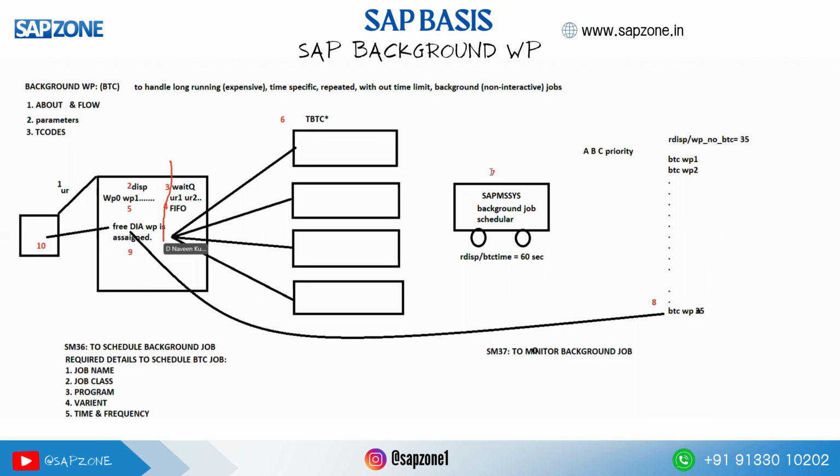In the same way, finance, PP, PM, whatever reports they need, they will schedule in the night time. By the morning, they will get the reports. So in this case, we need a background work process and we need scheduling. Scheduling will come into the picture.